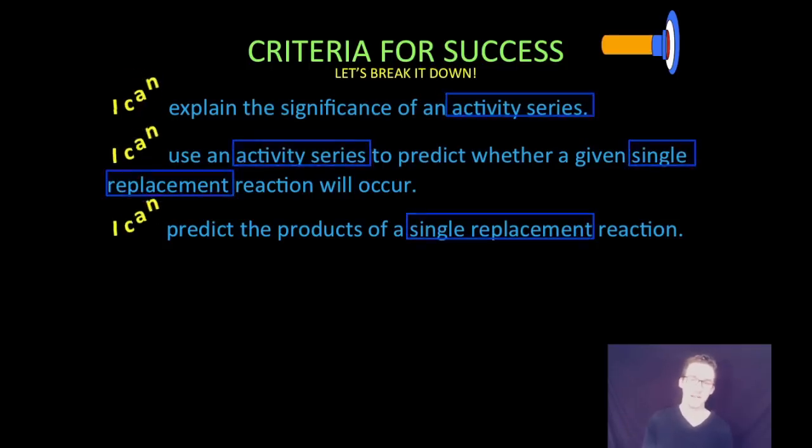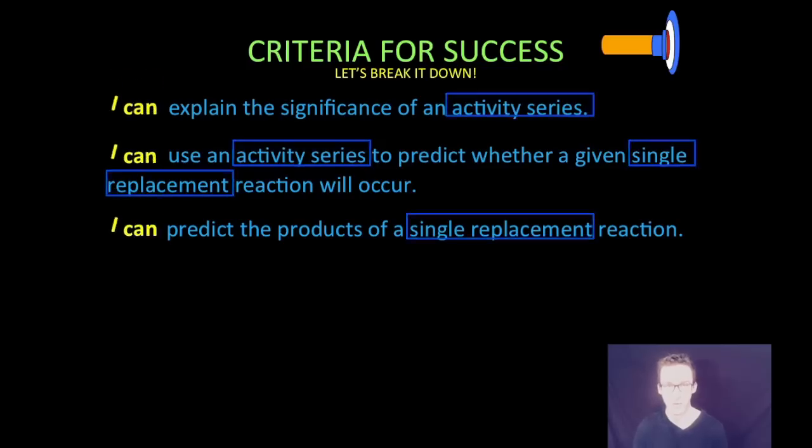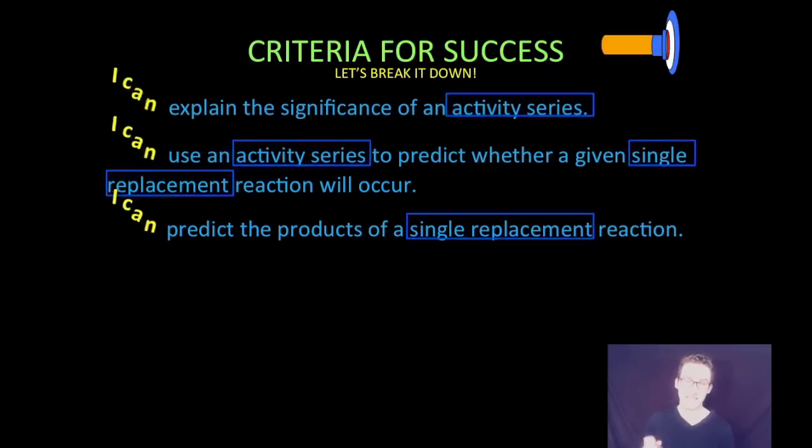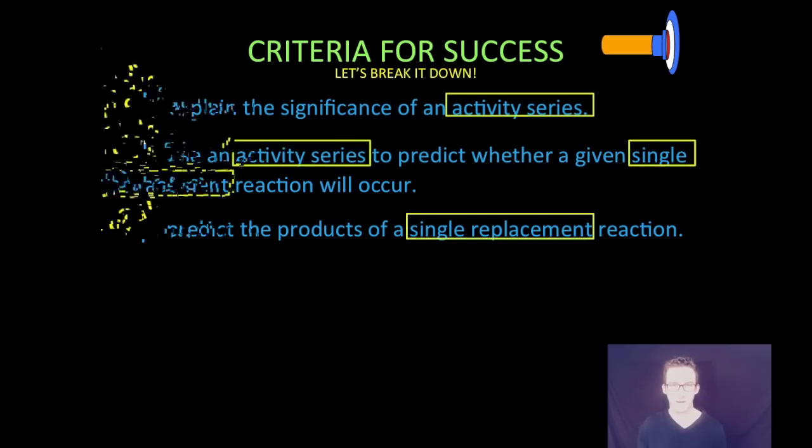Number one, we're going to explain the significance of an activity series. What is it? Why do we use it? Why is it important? Two, we're going to use the activity series to predict whether a given single replacement reaction will occur. And then three, if we determine the reaction will occur, can we predict the products in a single replacement reaction?